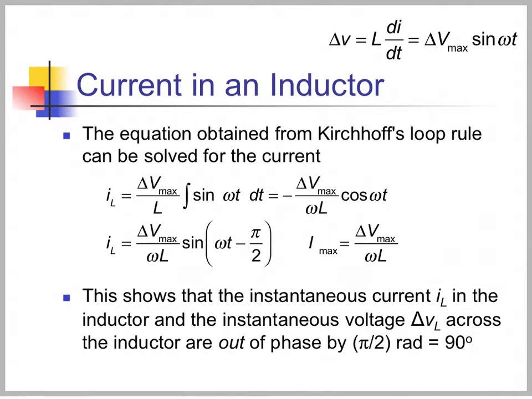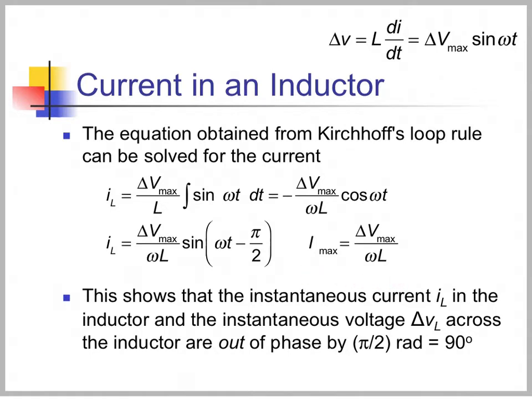So, given this equation from the last slide, we can integrate to figure out the current across the inductor. We divide both sides by L, multiply by dt, and integrate, and so we're going to get the current through the inductor is ΔV_max over L times the integral of sine ωt, which is minus ΔV_max over ωL cosine ωt. Or getting this cosine back in terms of a sine, I is ΔV_max over ωL sine(ωt minus π/2), where I_max here is the maximum voltage over ωL.